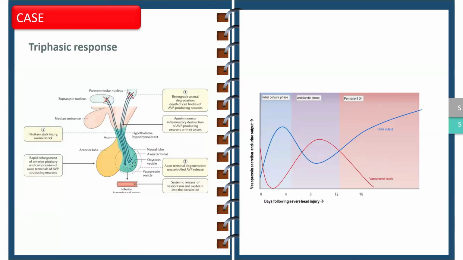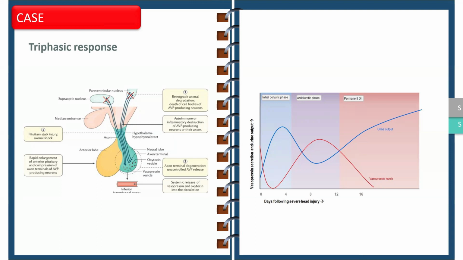Commonly, following traumatic brain injury, a triphasic response in DI is noted. First, the pituitary stalk injury results in axonal shock leading on to rapid enlargement of anterior pituitary and compression of axon terminals of AVP producing neurons. This leads to an initial polyuric phase followed by axon terminal degeneration and uncontrolled AVP release, leading on to an antidiuretic phase between 5 to 12 days.